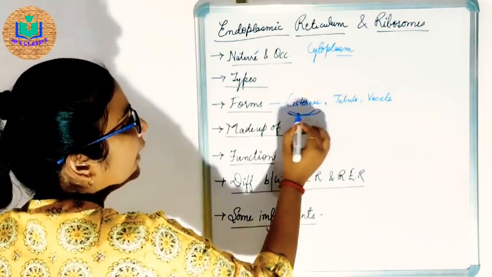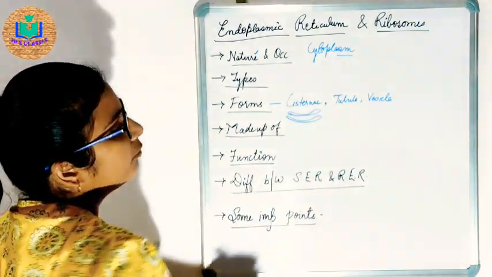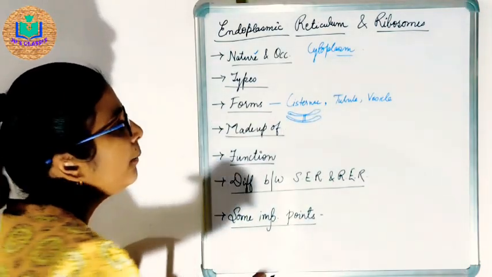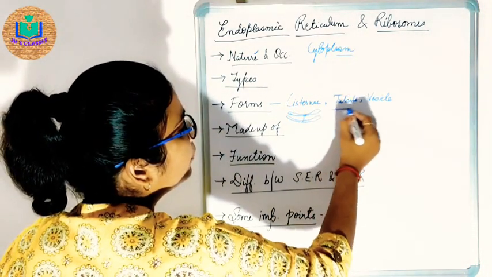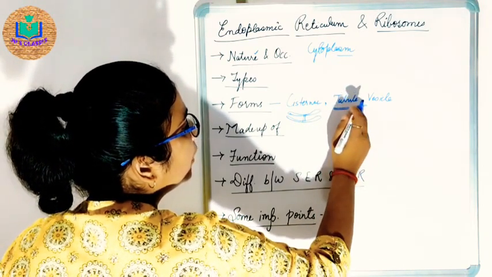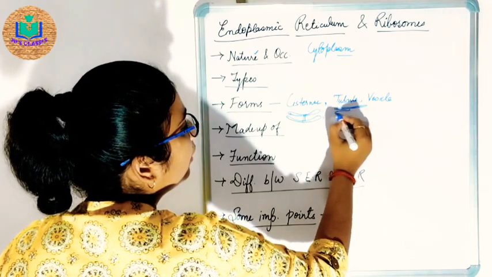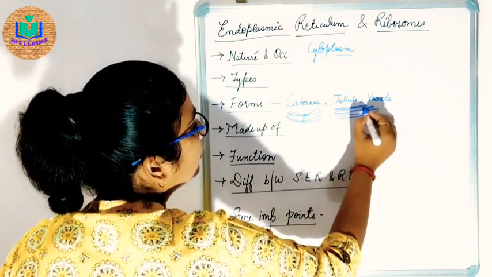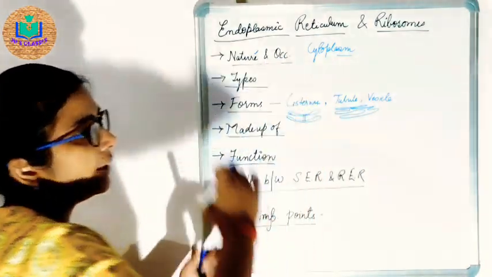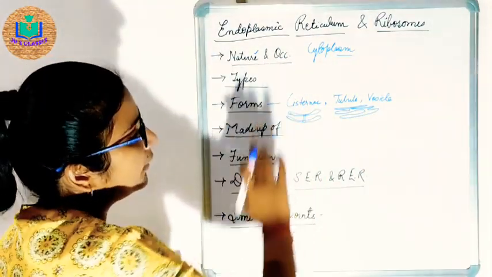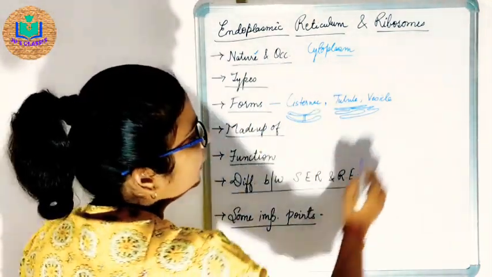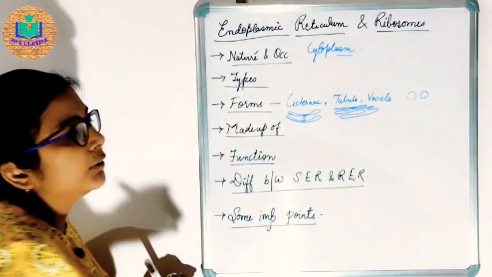Cisternae is a flat disc-like structure which are arranged one by one and interconnected with each other by a narrow tube, and tubules are structures which are interconnected also, but not arranged in the disc-like manner. Cisternae are disc-like, and tubules are arranged one by one in a tube and interconnected with each other, and the vesicle is simply circular, spherical in shape.